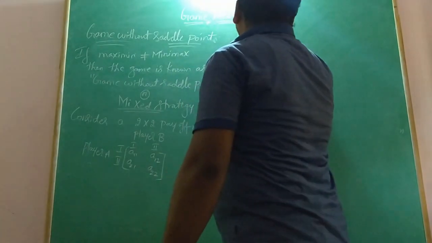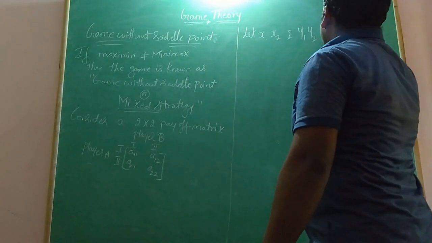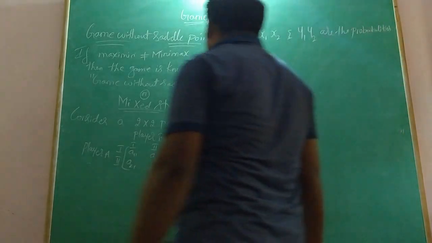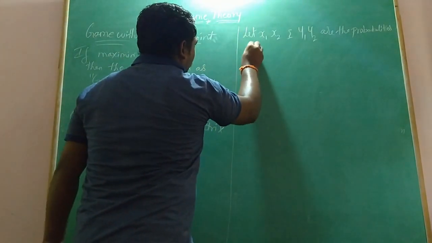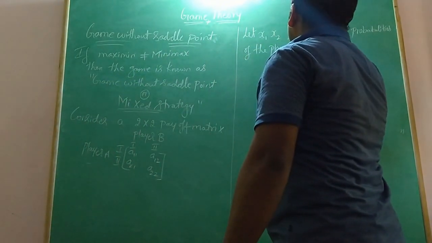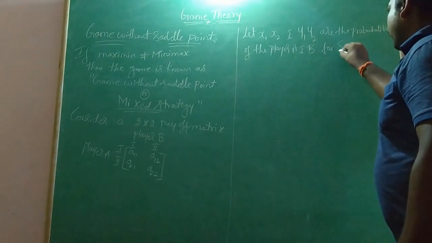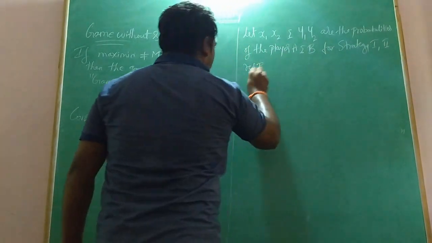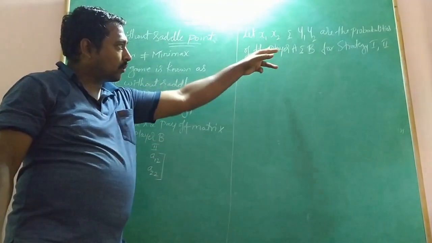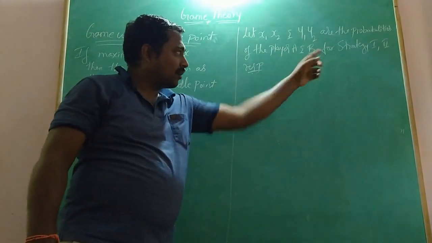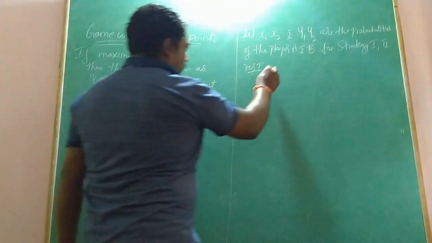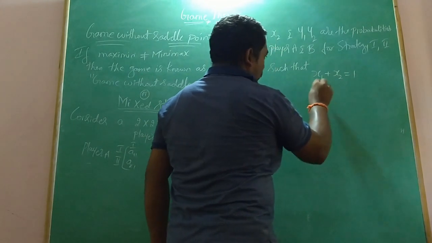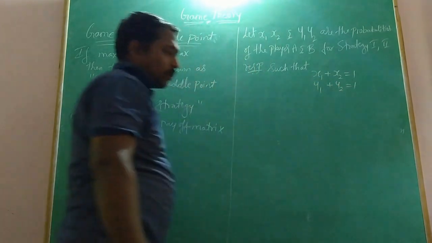Let x1, x2 and y1, y2 be the probabilities of player A and player B for strategy 1 and 2 respectively, such that x1 plus x2 is equal to 1, and y1 plus y2 is equal to 1.